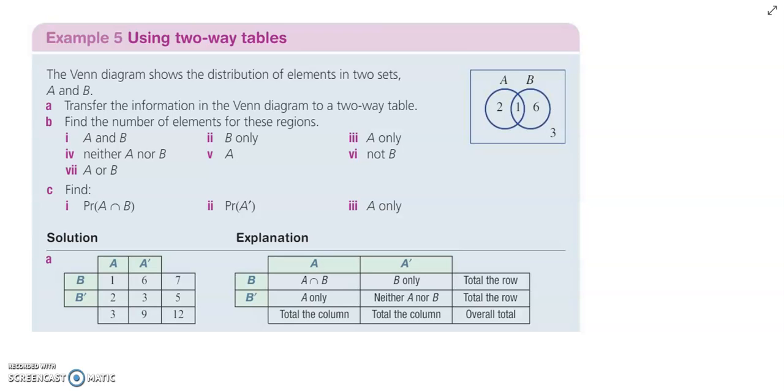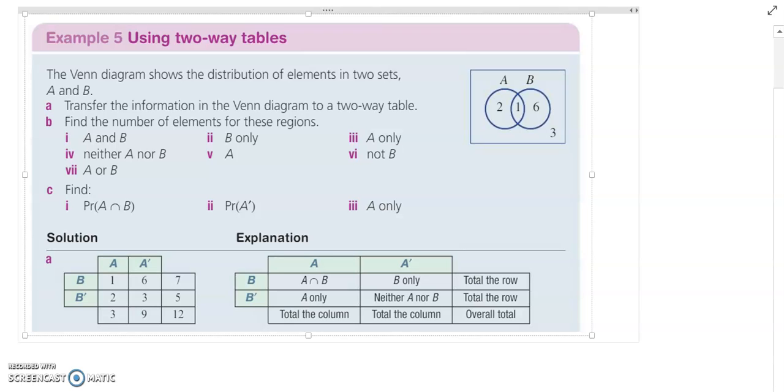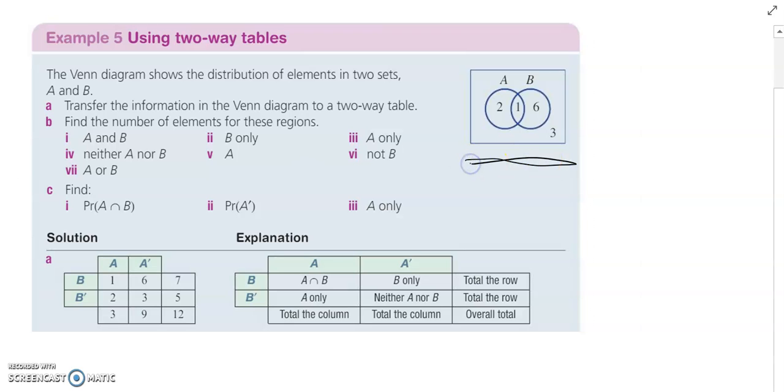Hi guys, today we'll be looking at two-way tables. For our example today, we have a Venn diagram showing the distribution of elements in two sets, A and B. That Venn diagram is just over here. I'm going to explain how we would put this into a two-way table by drawing little arrows across to help you find it.